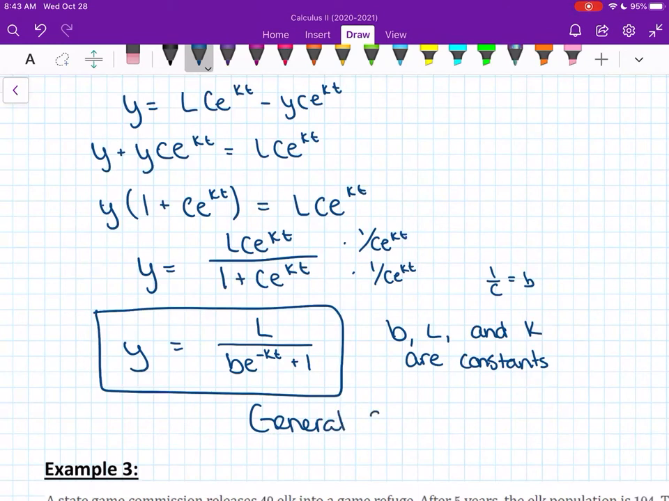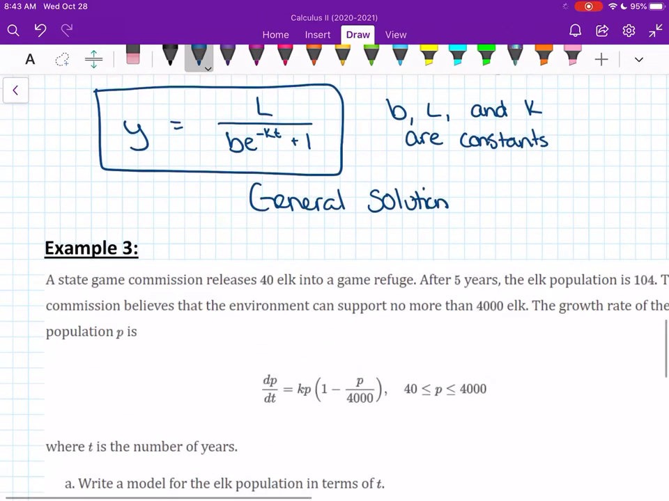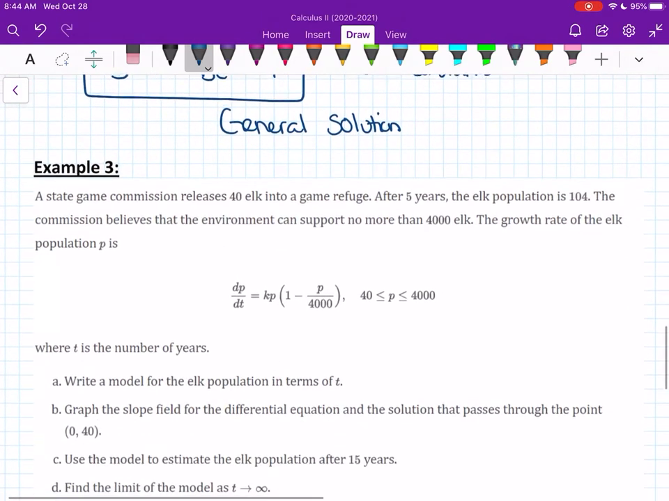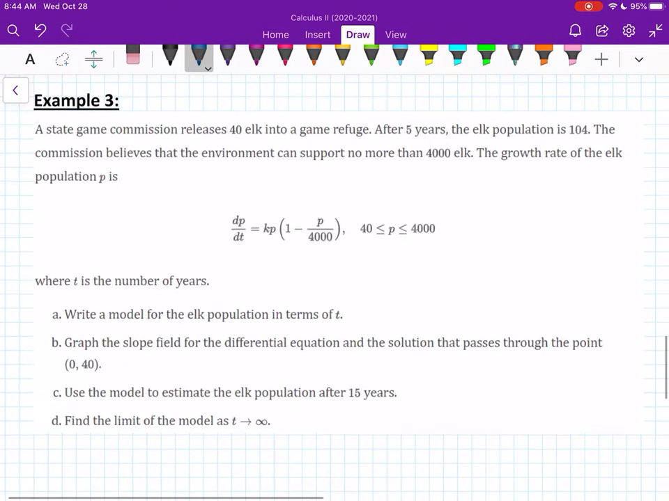And this is your general solution to the logistic differential equation. Okay, and that's the standard form we write it in. All right, so let's go ahead and try an example where we're using this. So we got this example with elk.